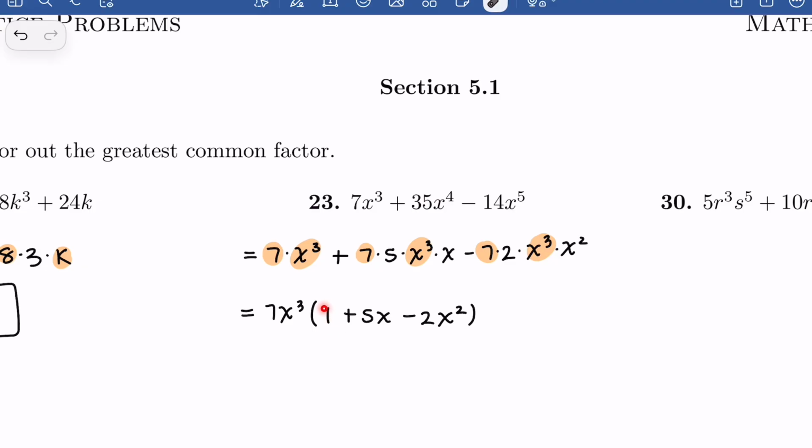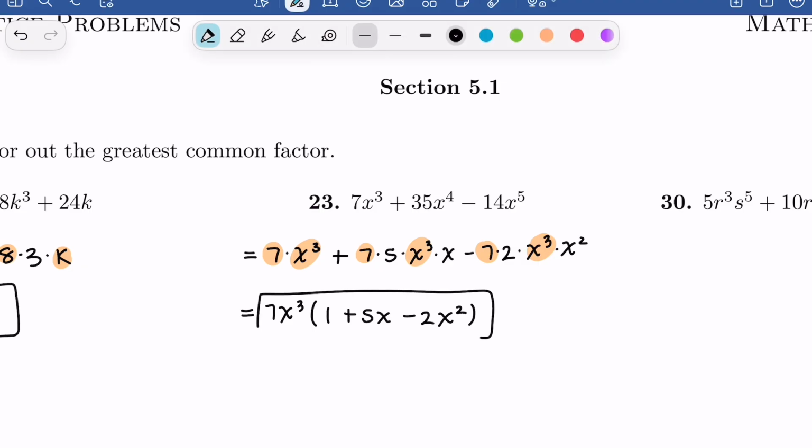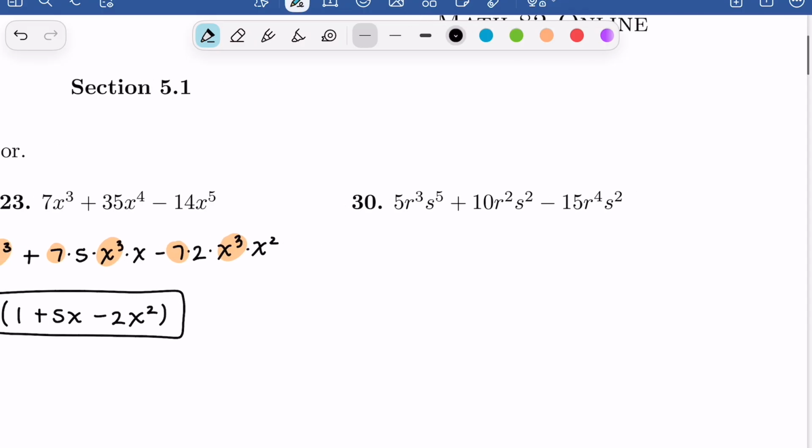If I had written this as a 0 instead of a 1, when I redistribute it, I wouldn't have ended up with the original polynomial. Remember, we're factoring this by taking out the greatest common factor, so our expression here and our original one should be equal. So this would be our final answer. All right, let's do the same thing for this last one.